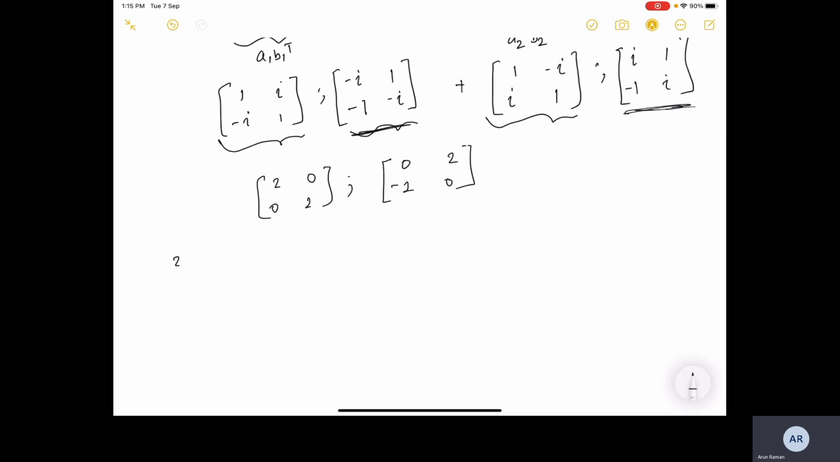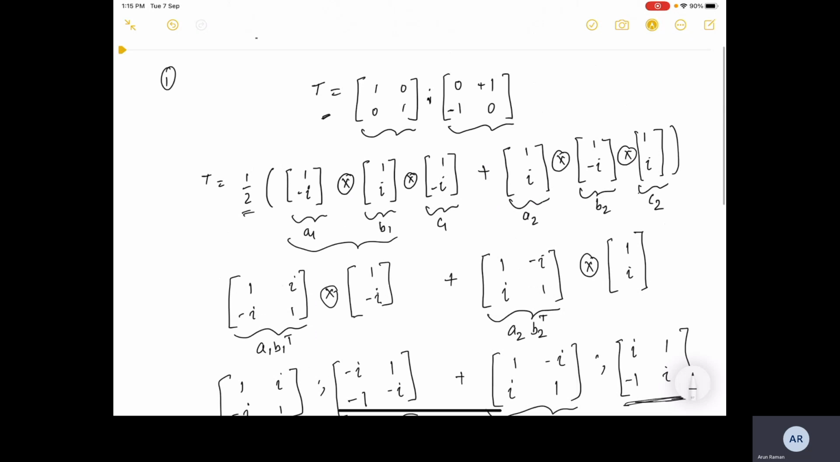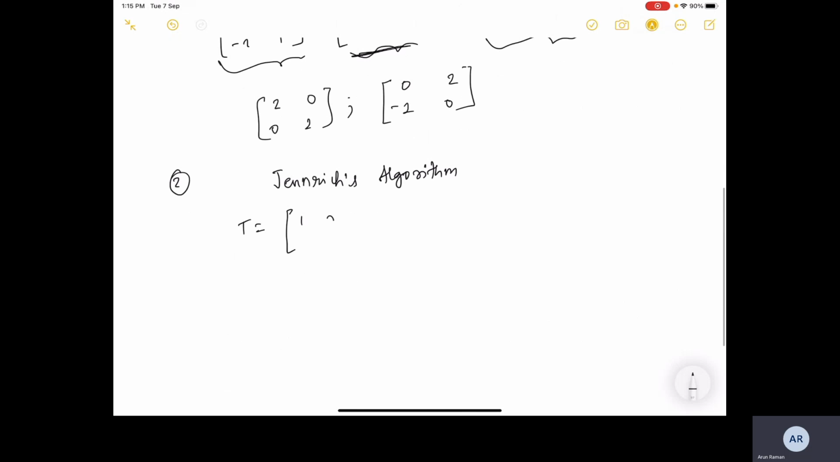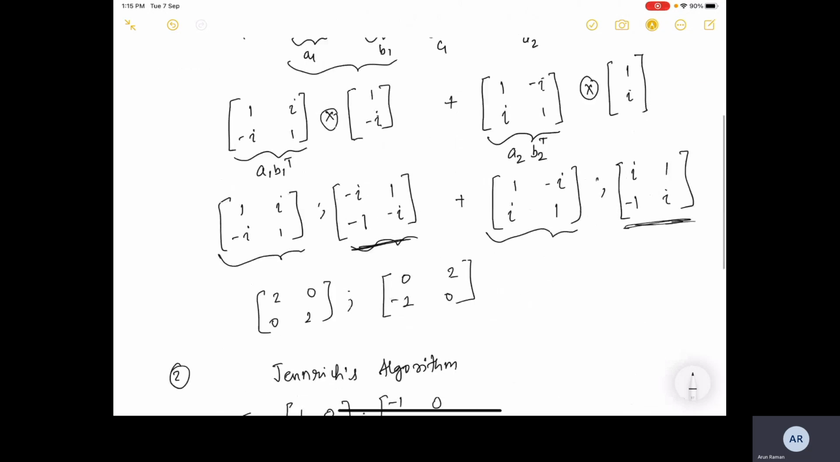The second part is the generic algorithm itself. What the generic algorithm is saying is that if we have a tensor, we will again consider the same tensor: 1, 0, 0, 1, and we have minus 1, 0. Sorry, 0.